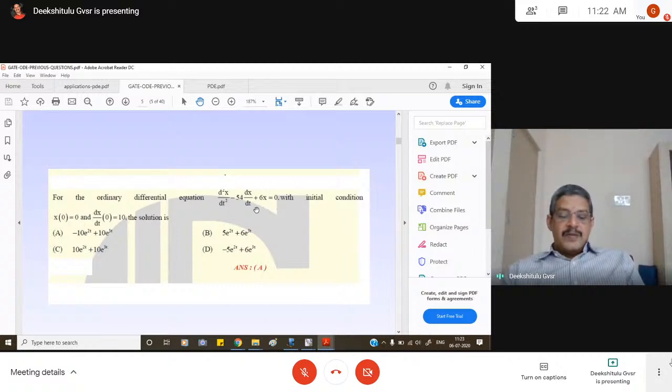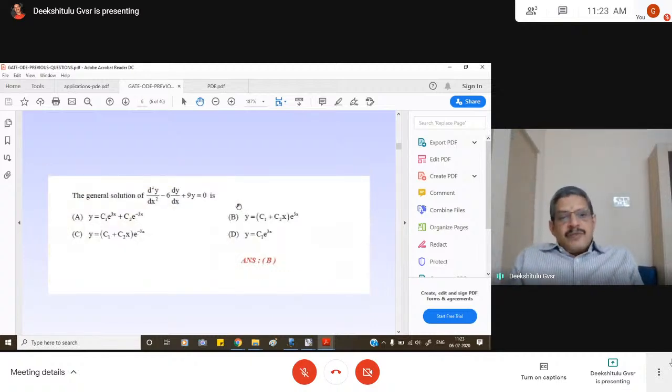Then it involves c1 and c2 too, because for a second order equation the complementary function will have 2 arbitrary constants. If you solve for those 2 arbitrary constants using these conditions, you will get the solution. So this is not 54, this is minus 5 only.